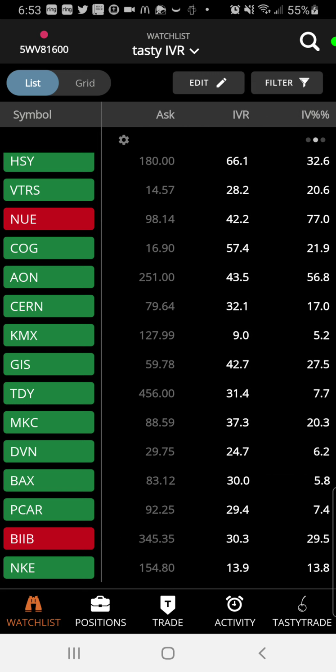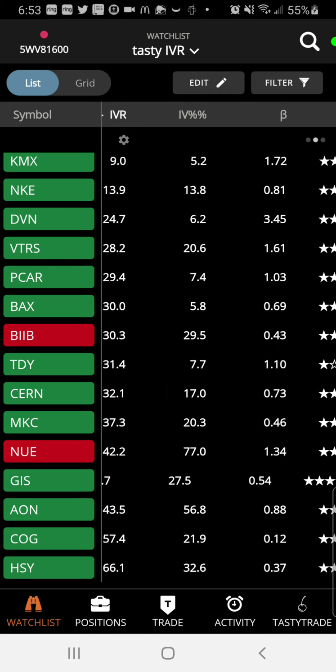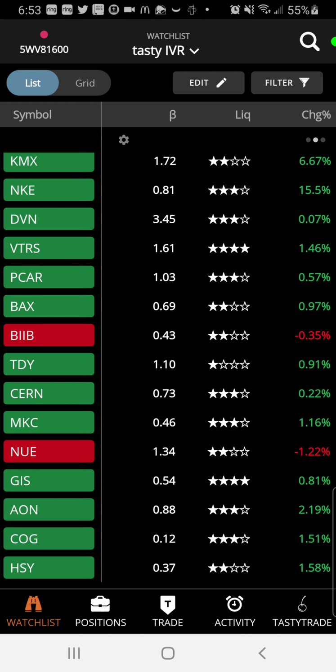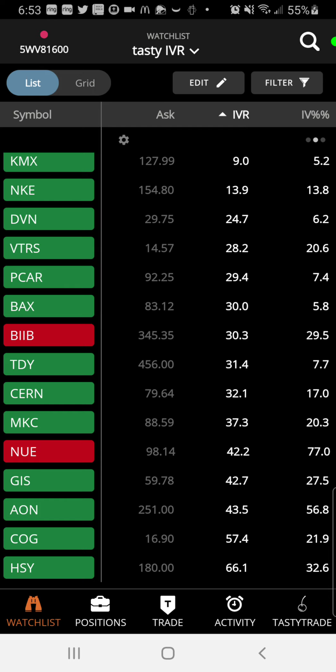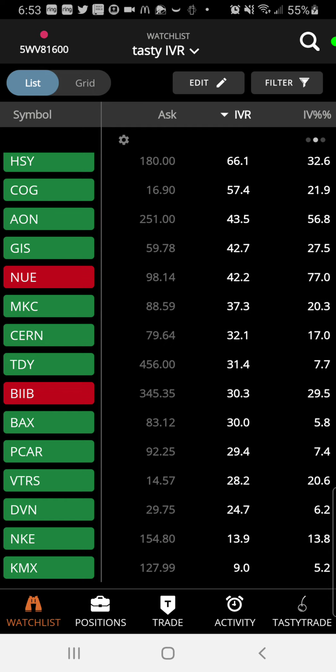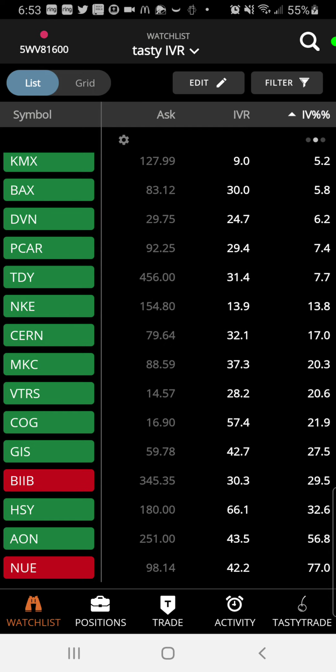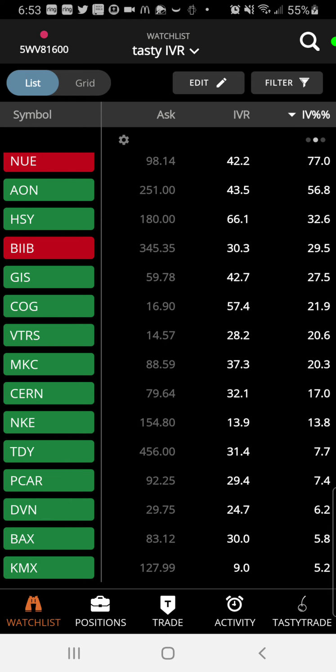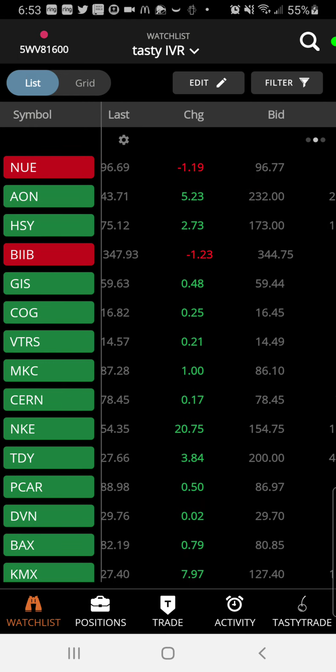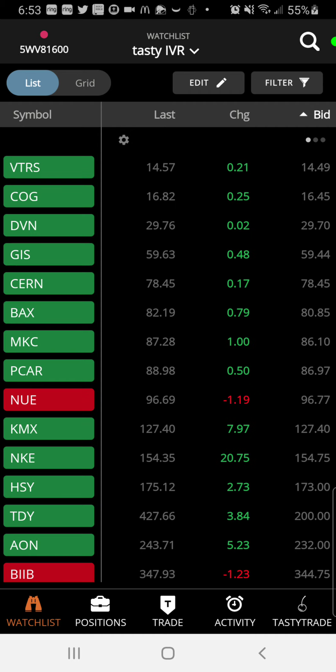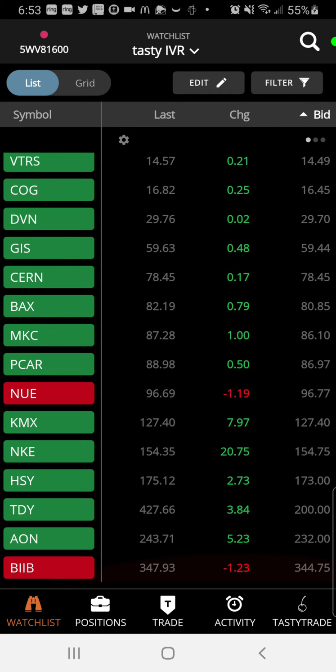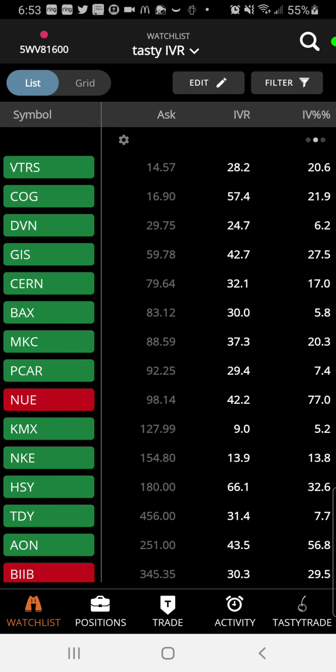You can also sort them. This is another thing that I like. You can sort them based on IV rank, in ascending or descending order. Same with IV percentile, to help you decide which one you're looking to invest in. You can also sort them by bid, which one is the cheapest, and then you can start from there as well and then just scroll over.